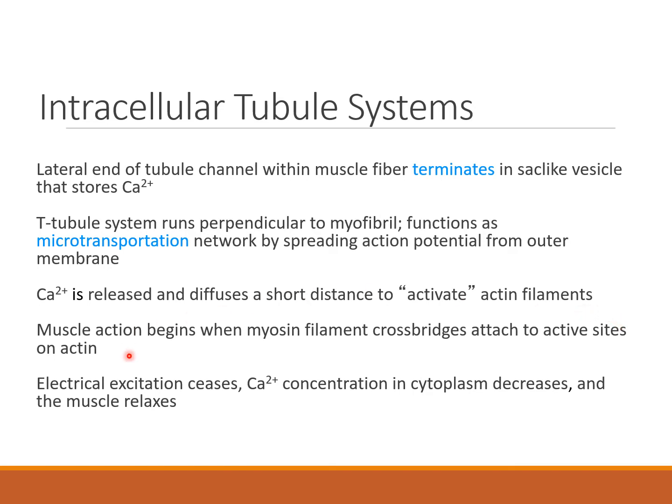Muscle action begins when the myosin filament cross bridges, or attaches, to the active sites of actin. The electrical excitation stops, calcium concentration decreases, and the muscle relaxes. So after all of that process has occurred, you get this cessation of electrical excitation, a decrease in calcium, and then the muscle relaxes.